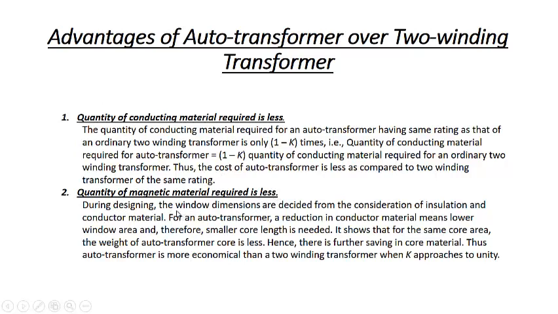During the design, the window dimensions are decided from the consideration of the insulation and the conductor material. For the auto transformer, since there is a reduced amount of the conductor material, it means a lower window area is required, and therefore smaller core length is also required. It shows that for the same core area, the window height of the auto transformer core is less. Hence, there is a further saving in the core material. Thus, the auto transformer is more economical than the two-winding transformer when K approaches unity.